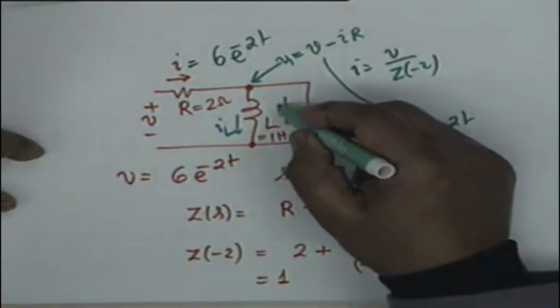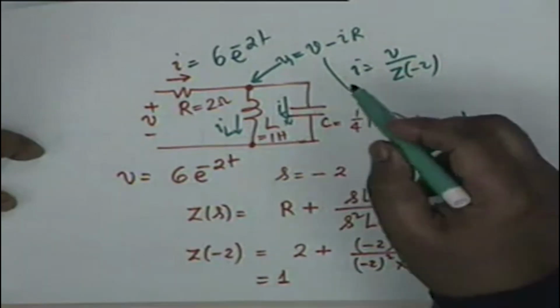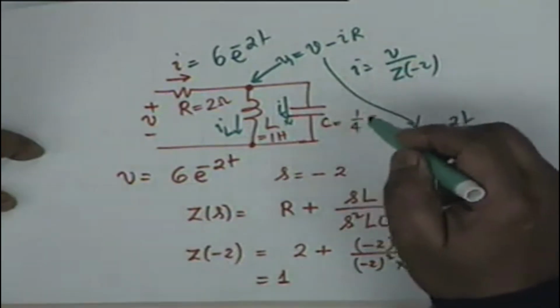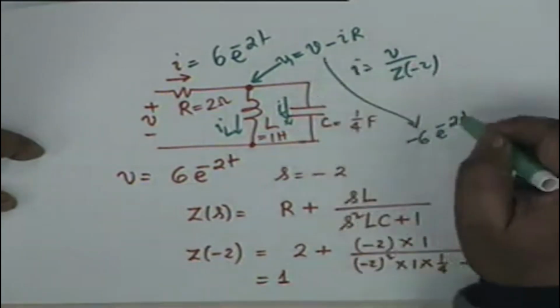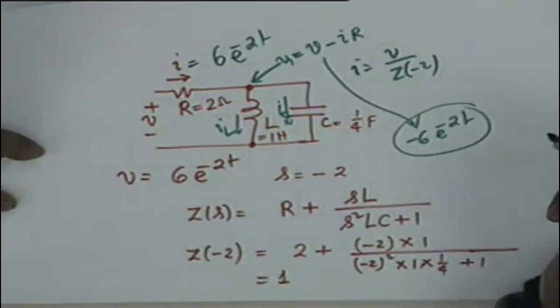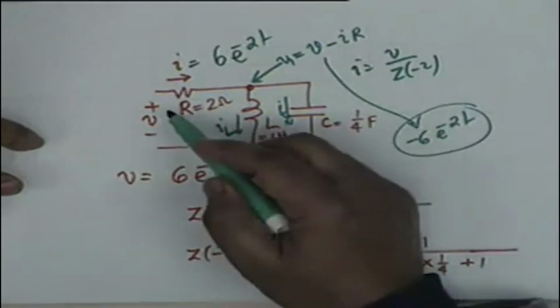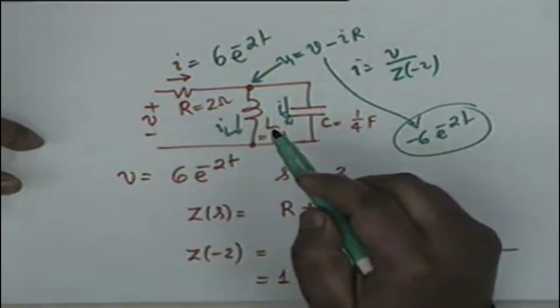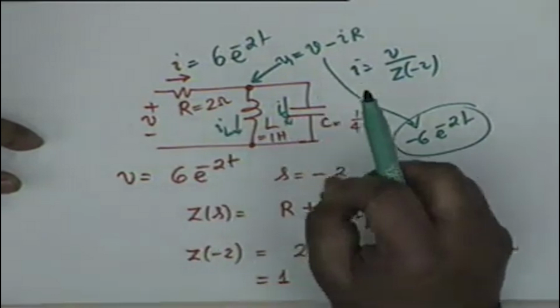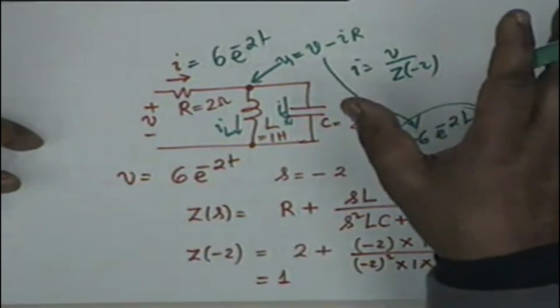Do I know this current IC? Yes, it would be C dV/dt, that is the differentiation of this. So I know all currents and voltages in this circuit. You see, the excitation was exponential. I did not have to write a second order differential equation.